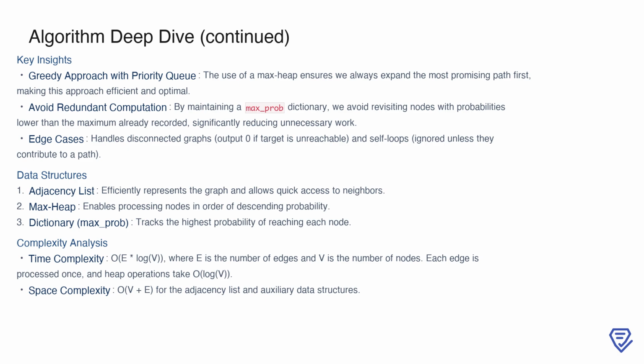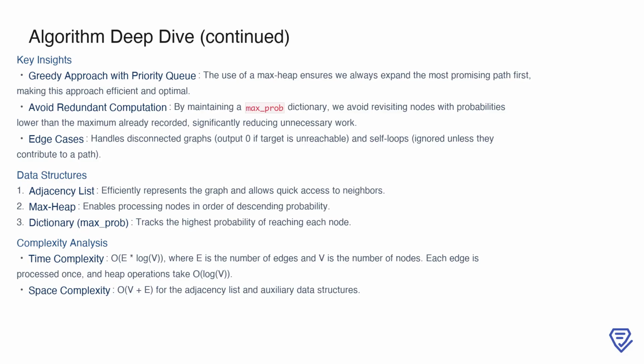By maintaining the max_prob dictionary, we avoid redundant computations, as we don't revisit nodes with probabilities lower than the maximum already recorded. This significantly reduces unnecessary work, making the algorithm efficient in practice. The approach also gracefully handles edge cases, such as disconnected graphs where the output is 0 if the target is unreachable, and self-loops, which are ignored unless they contribute to a valid path.